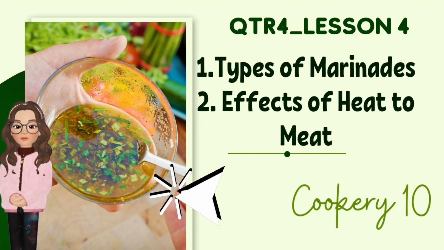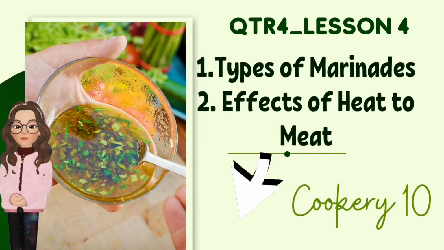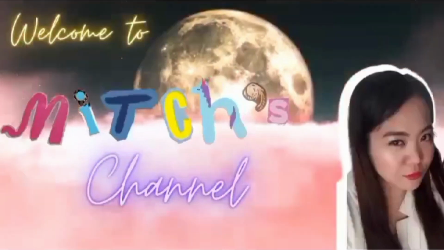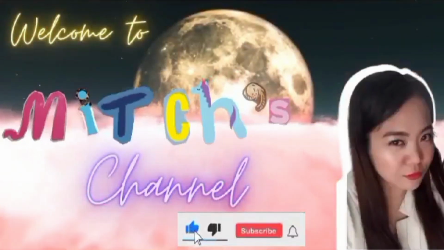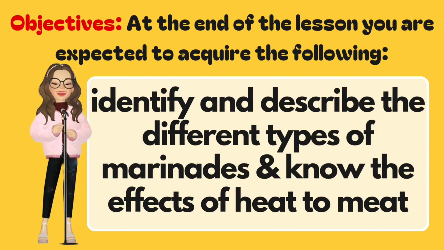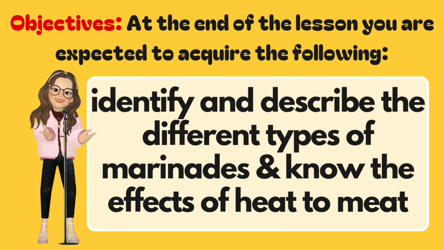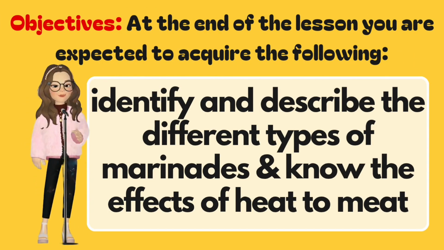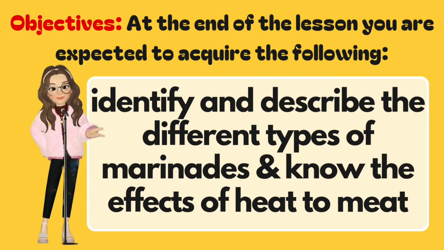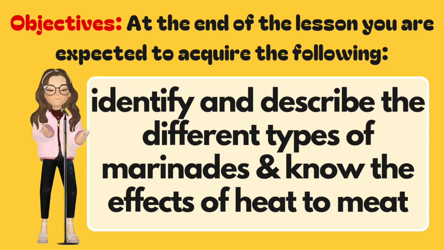Cookery 10, Quarter 4, Lesson 4. Topic 1: Types of Marinades. Topic 2: Effects of Heat to Meat. Objectives: at the end of the lesson, you are expected to identify and describe the different types of marinades and know the effects of heat to meat.